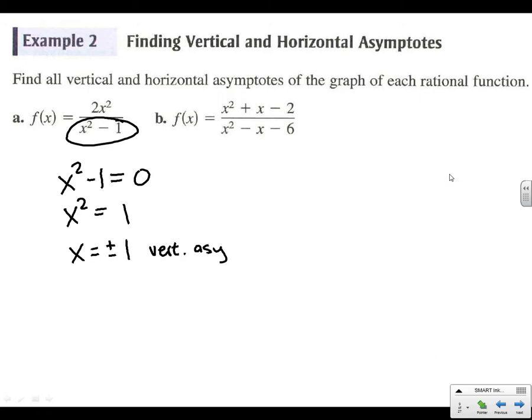Can't cross those lines. And let's talk about the horizontal asymptotes. I see a 2 versus a 2. So since they're even, I'm going to divide the coefficients. 2 divided by 1. We're going to say y equals 2 over 1, which is y equals 2. And that's our horizontal asymptote.